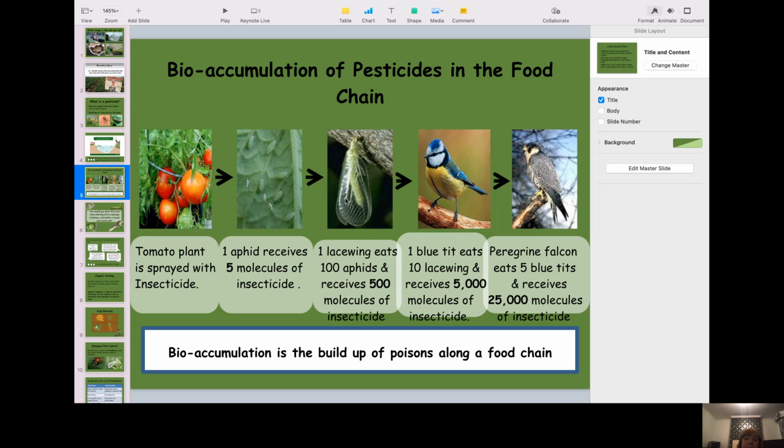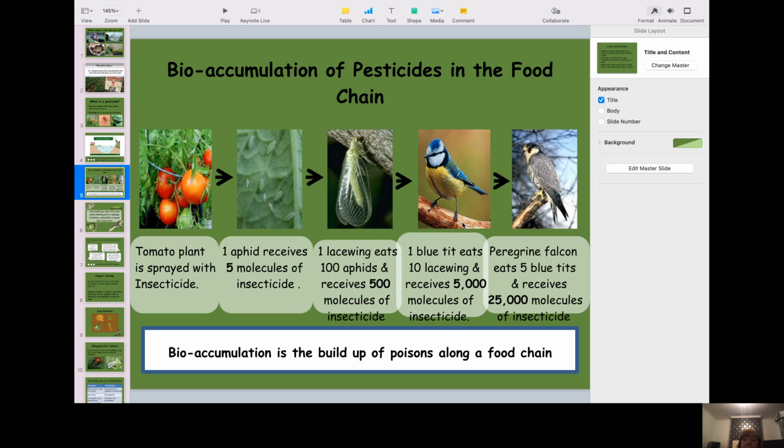Now this lacewing eats the aphids, but obviously consumes quite a few of them. So the lacewing eats 100 aphids. If one aphid has 5 molecules of insecticide, 100 aphids receives 500 molecules of insecticide. Then the lacewings are eaten by the blue tits. So one blue tit eats 10 lacewings. So 500 multiplied by 10, they receive 5,000 molecules of insecticide.